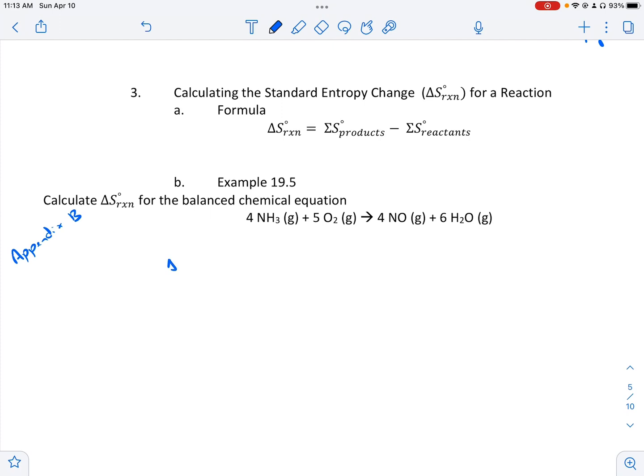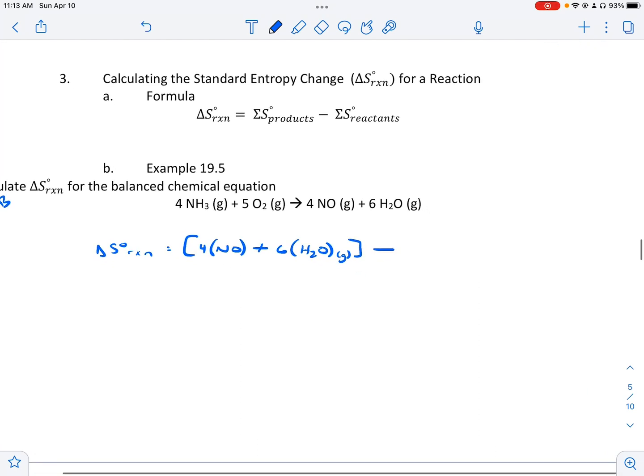Delta S of our reaction is going to be equal to our products, like I did with my other ones: 4 times NO, 6 times H2O, and yes, it does matter what state symbol we have there. Minus 4 times NH3 as a gas and 5 times O2 as a gas. Most of the time, all of these are going to be positive because we don't have anything at 0 K. So they're all going to have a little bit of entropy at some point.